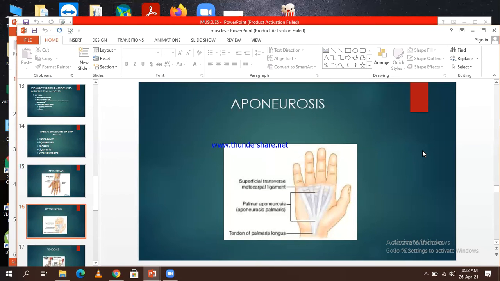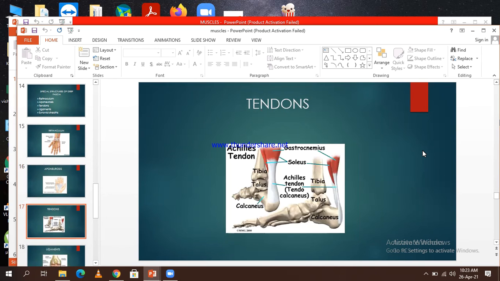Then there is a modification of the deep fascia in the palm of the hand, the aponeurosis. There is a special thick band of the deep fascia, with the superficial transverse metacarpal ligament. It is known as the palmar aponeurosis, or aponeurosis palmaris. It holds the tendon of the palmaris longus. You can see this light blue flat band of the deep fascia, known as the aponeurosis.